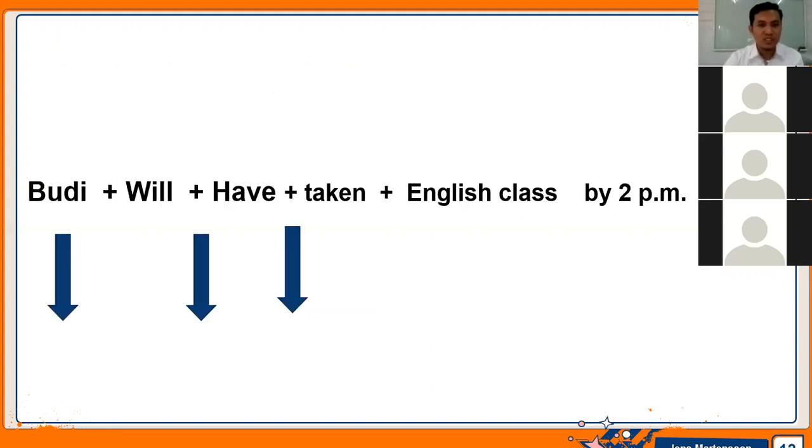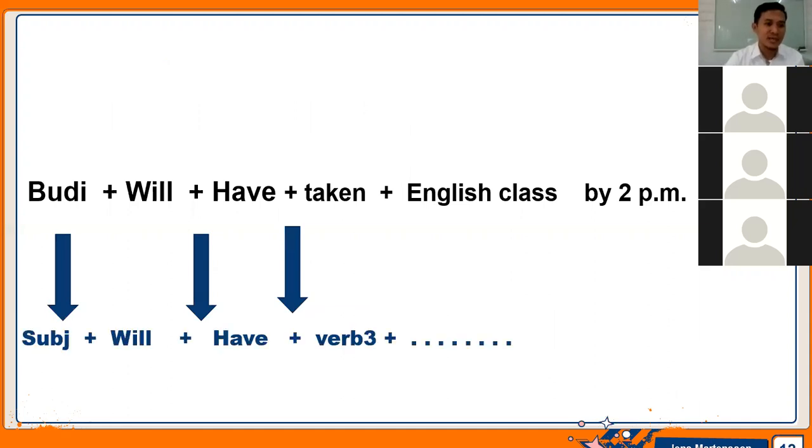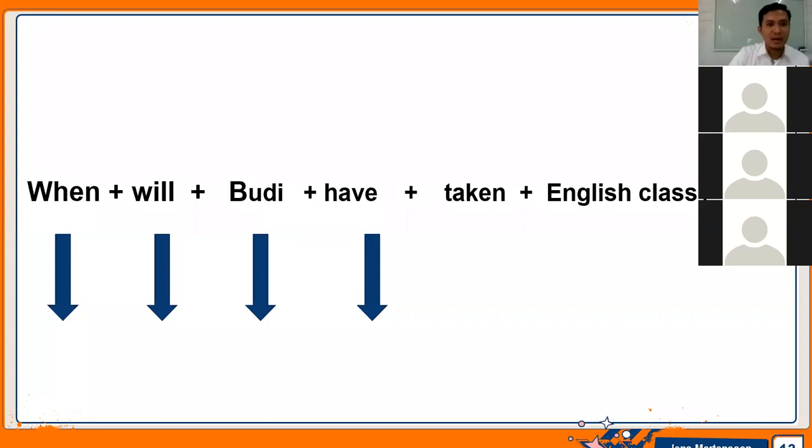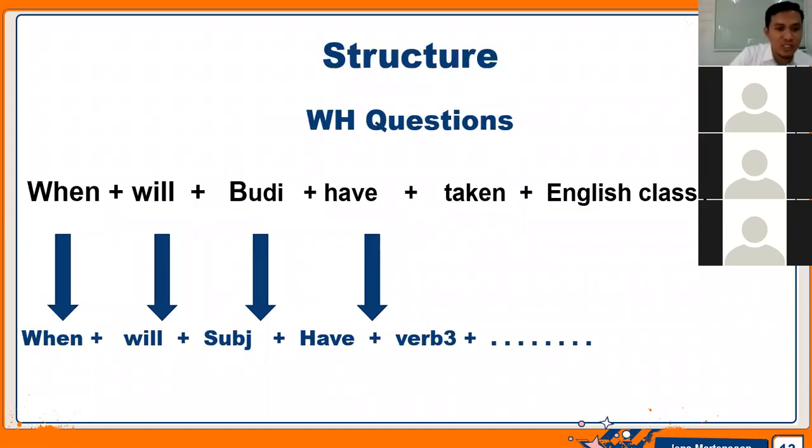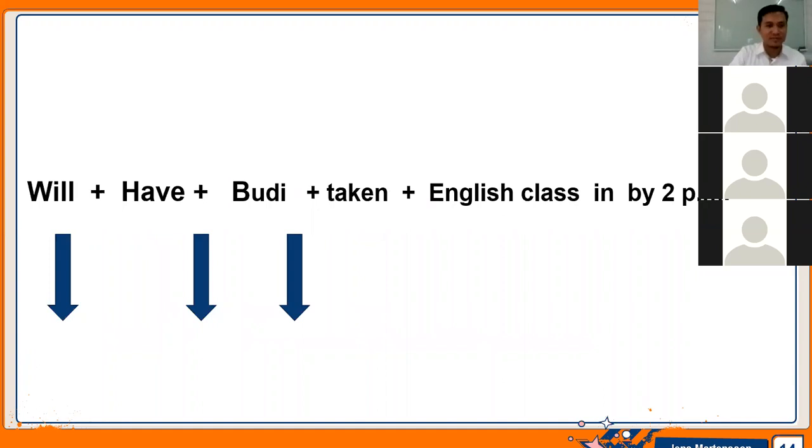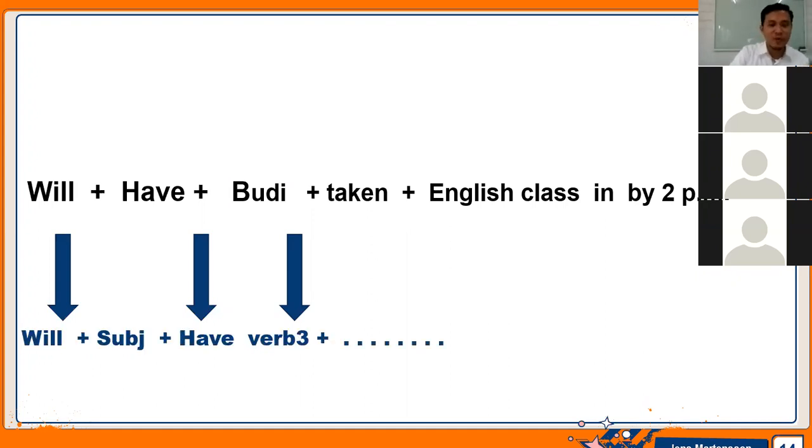Right. So the structure is like this. Yeah. Subject, will, and then after will is have. We don't use has, and then verb 3. Okay. This is in a positive or affirmative sentence. Okay, and then this is a WH question: question word first, and then will, and then subject, and then have, and then verb 3. Interrogative: will, and then subject, and then have, and then verb 3. Okay, we use verb 3, not verb 2 or verb 1.